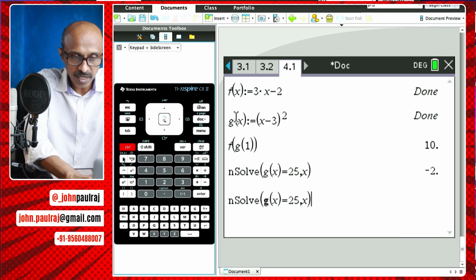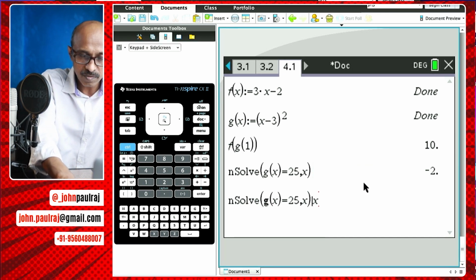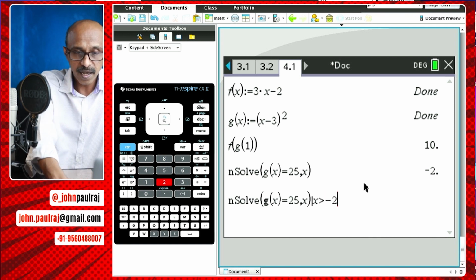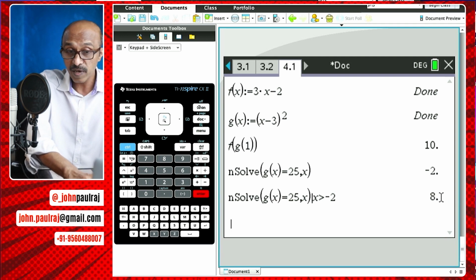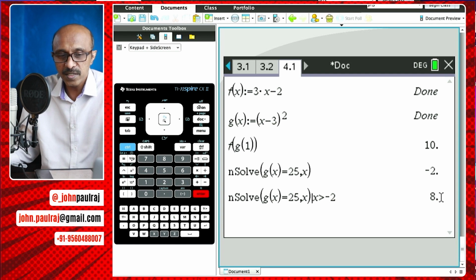Okay, so you can hit control equal to this key, and you can say, is there a value that's greater than -2? Okay, so you're just solving. You can even do less than, and the calculator will say 8. That means those are the 2 values, right? If there was none, it will probably give some error message. In that case, you would have just said less than.